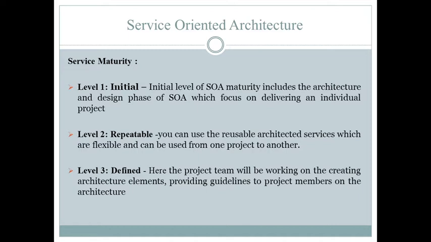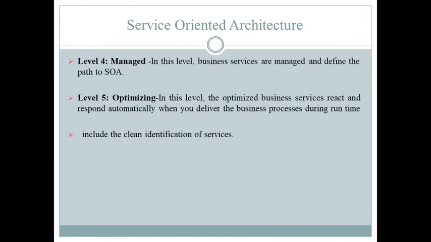And then level 3 is defined. Here the project team will be creating architecture elements, and they will be providing guidelines to the project members on the architecture. And then level 4 is managed. In this level, business services are managed and they define the path to SOA.